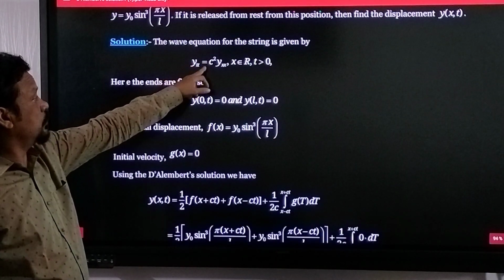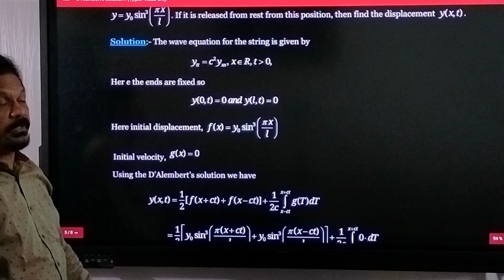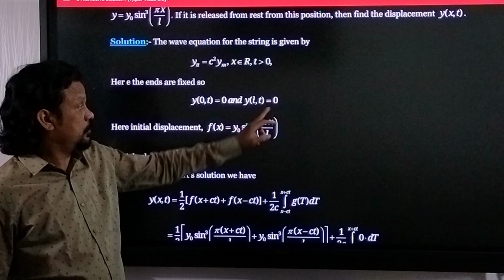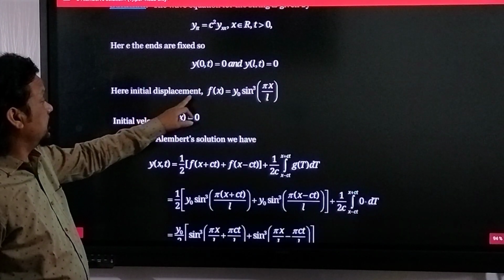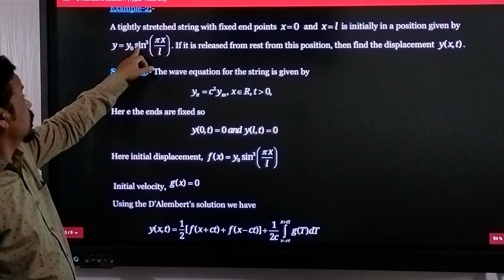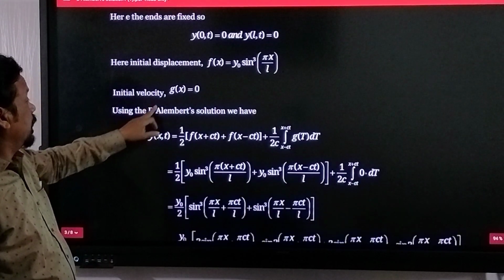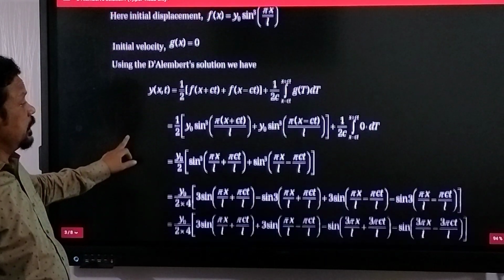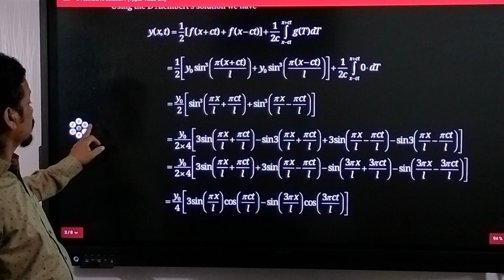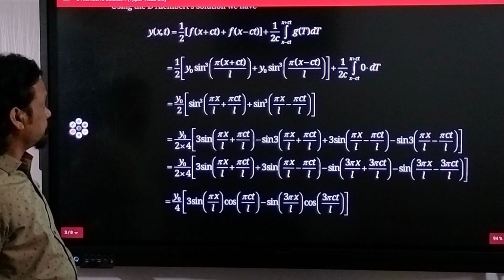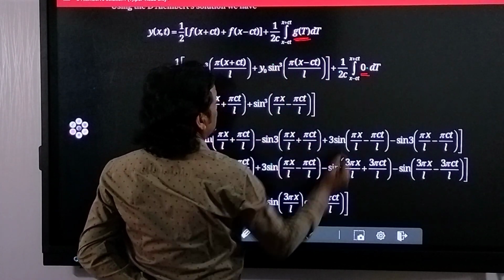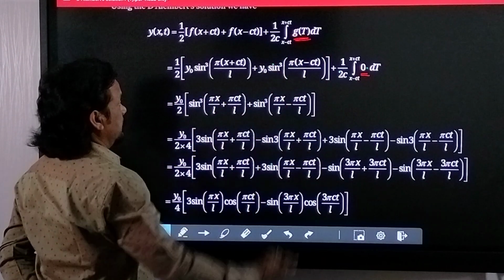See here, ytt is equal to c square into yxx. This is the wave equation for the stretched string. Since the ends are fixed, y of 0, t is equal to 0, y of L, t is equal to 0. And the initial displacement is given, f of x is y0 sine cube pi x by L, and the initial velocity g of x is equal to 0. So that is the second term. See here. In place of g of t, I write 0. So the second term vanishes.